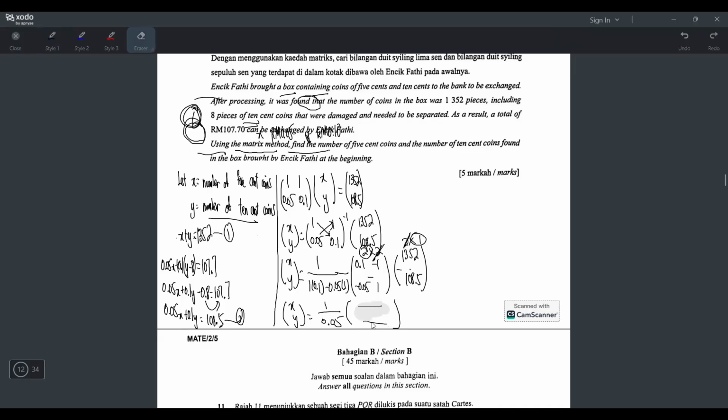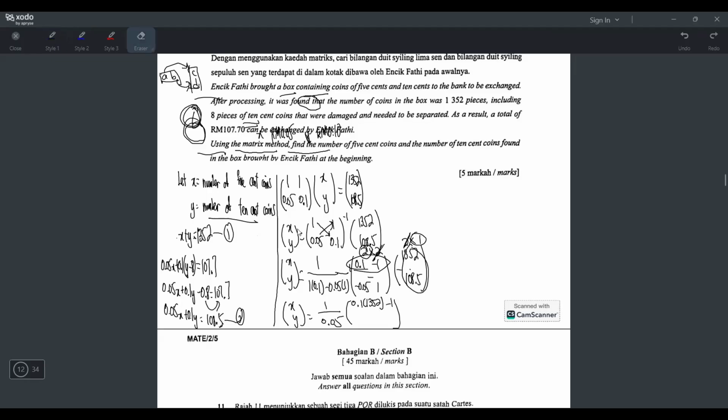Okay, now the question is how to get the top number and how to get the bottom number. For the top number, you have to take horizontal times vertical. The method we use is like this. When you have A, B like this and C, D like this, the correct way to multiply is A times C, B times D. Please don't take A times C, A times D. That's the wrong way. It has to be A times C, B times D. So imagine this is your A, B and this is your C, D. So it should be 0.1 times 1352, and then B times D, -1 times 0.85.